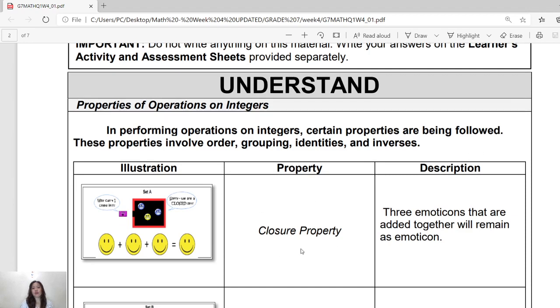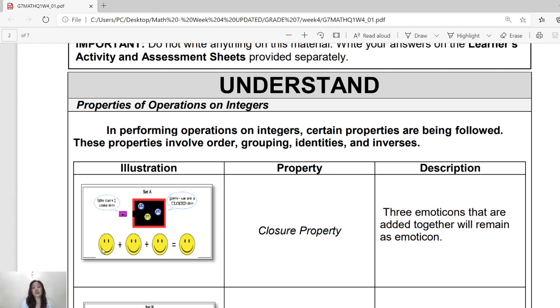So we have the closure property. Here we have the set A, and then we have another emoticon saying, why can't I come in? The set A says, sorry, we are a closed set. The given set A are smileys, and the other one is a rectangular figure.